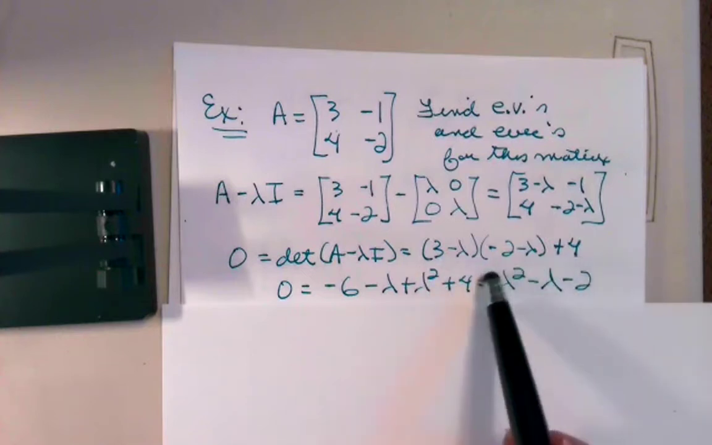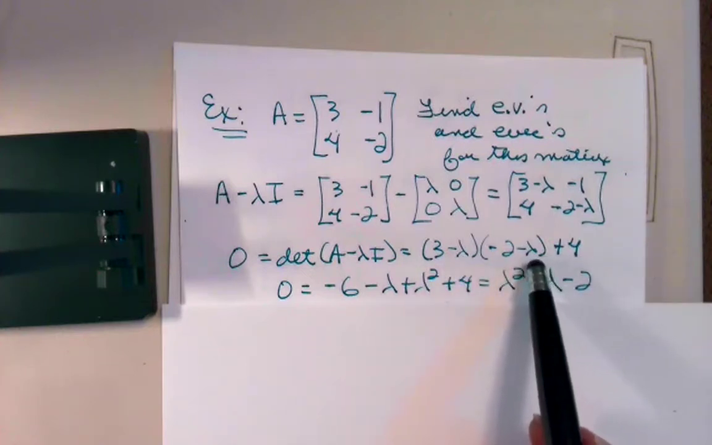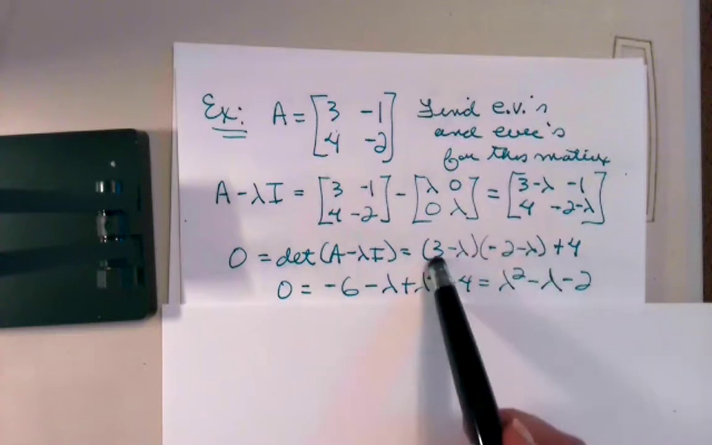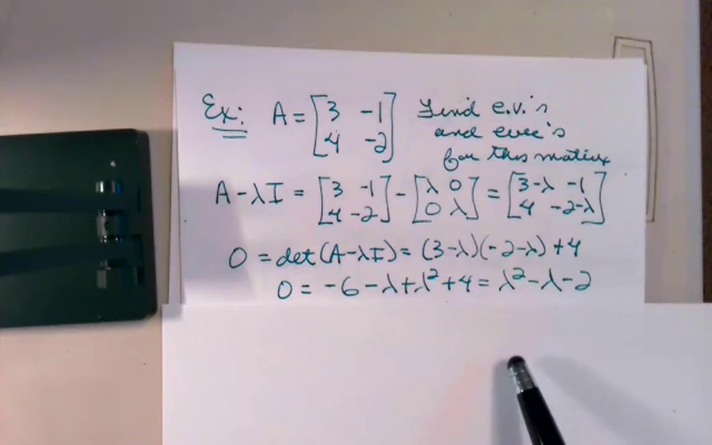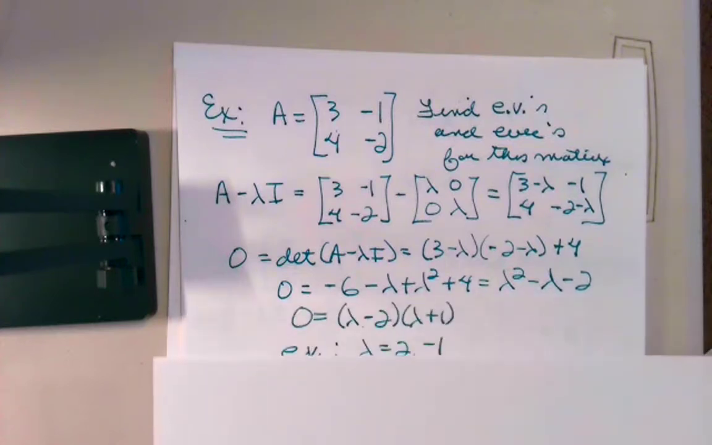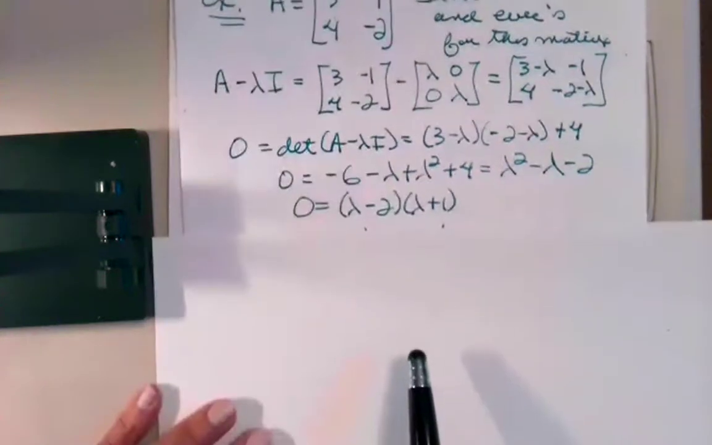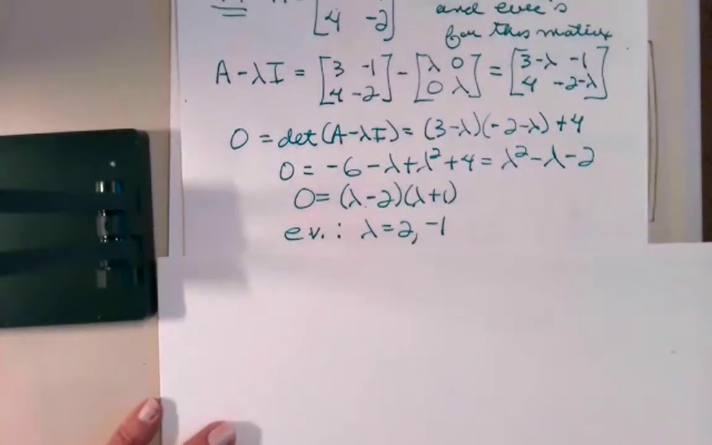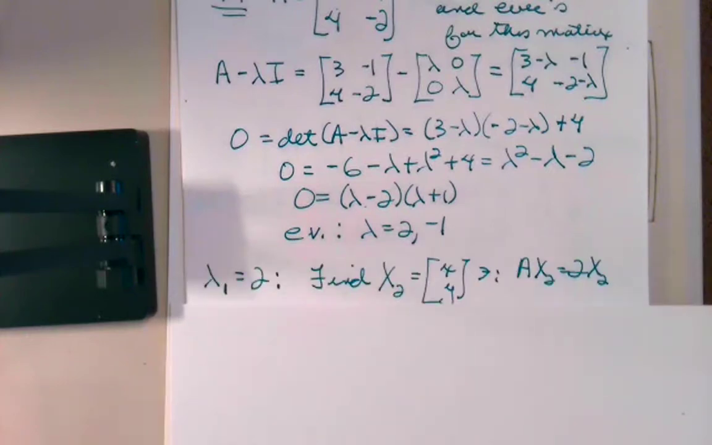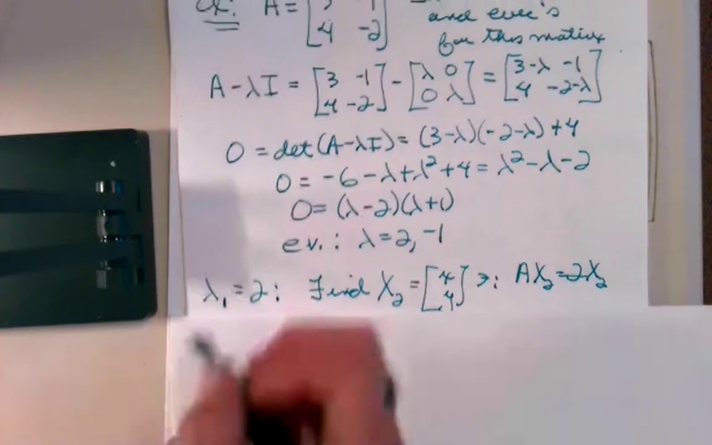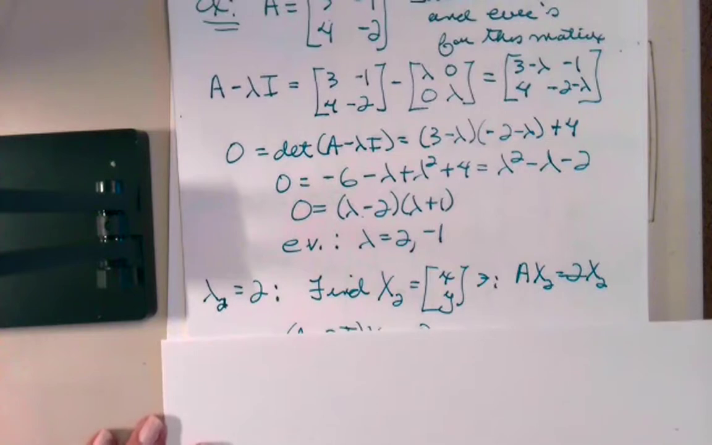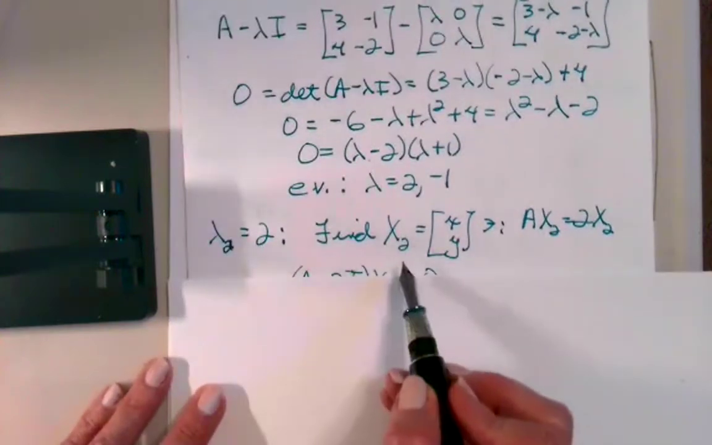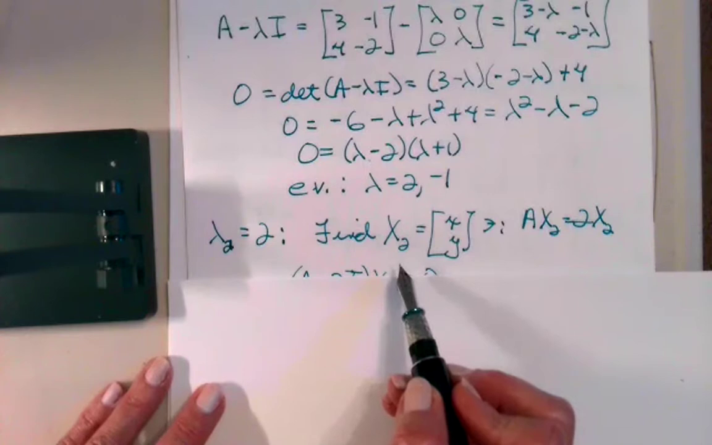So I get a -6, and then a minus lambda, because I get a +2 lambda and a -3 lambda. So that's a minus lambda plus lambda squared plus 4. That becomes lambda squared minus lambda minus 2, which factors to lambda minus 2 times lambda plus 1. So our two eigenvalues are 2 and -1. Let's call this lambda sub 2, so we remember it's the eigenvalue that goes with 2. Now we have to find the corresponding eigenvector, the x2.